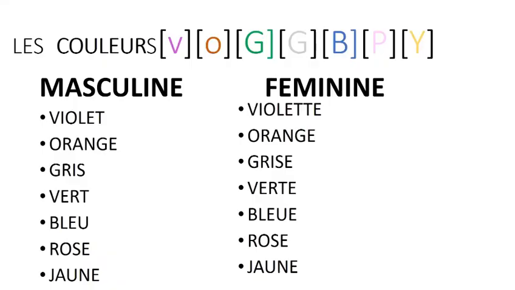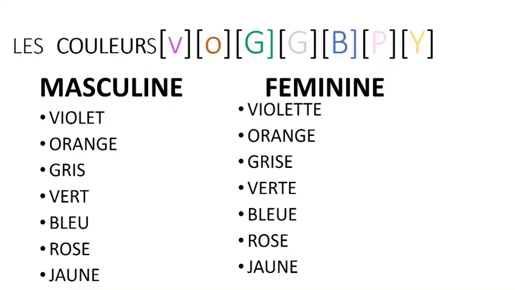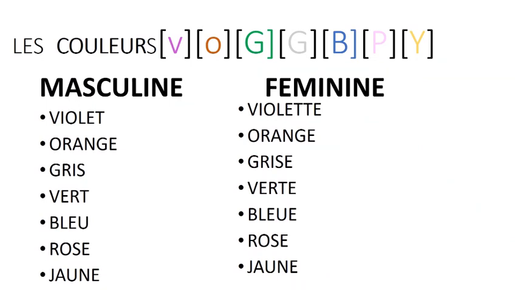Now, les couleurs, colors. V represented here, look at the color, is violet. O is orange. G here is green. The other G is gray. The B is blue. The P is pink. My pink just wants to look as though it's violet. I'm really colorblind, by the way. And then the Y is yellow. Now these are masculine and these are feminine.